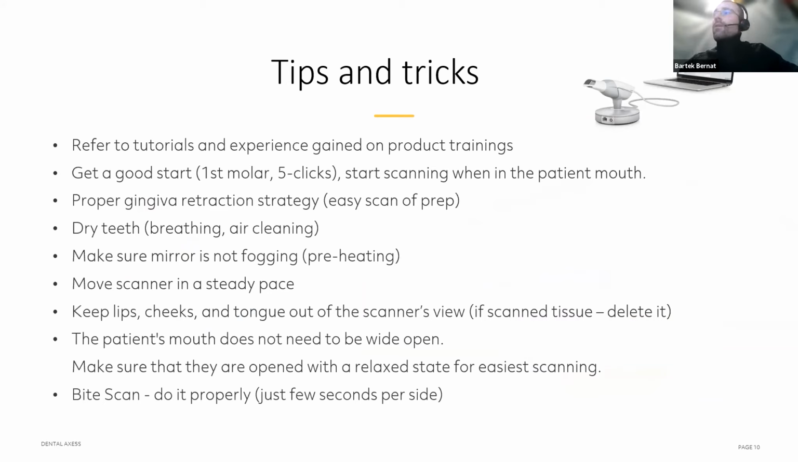Once you practice, it's very important to start from the first molar, so somewhere here, to get the good start. If you start from some place that doesn't have a prominent feature, that probably is going to be very hard to continue. So that's why it's very important to start scanning when you have a scanner in the patient mouth, not on the way to it, right? Because you may accidentally start your scanning from the inner part of the lip or tongue, which probably is not going to be good. So then, of course, it's good to stop scanning, start over, clear it, start over again.